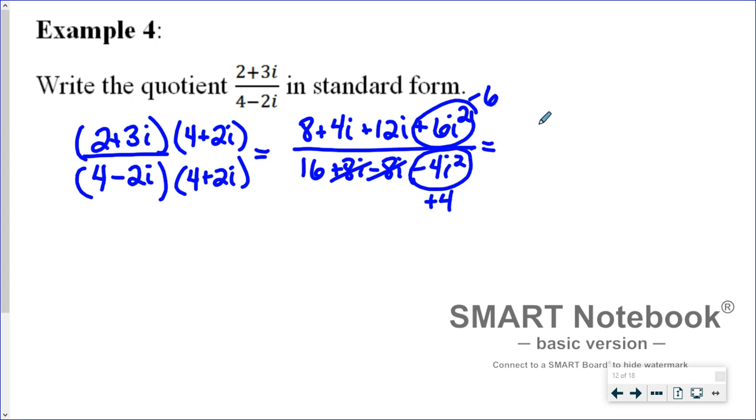So 8 minus 6 is 2. 4i plus 12i is plus 16i. And then in my denominator, 16 plus 4 is 20.